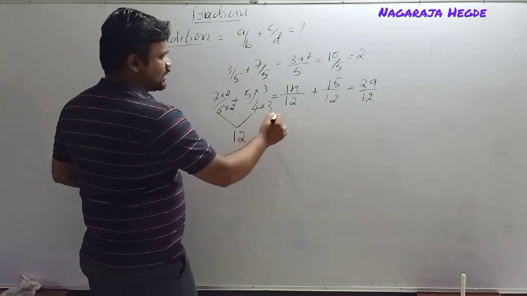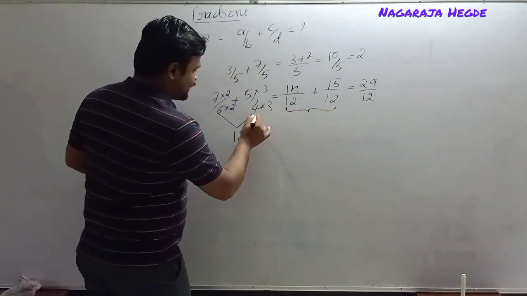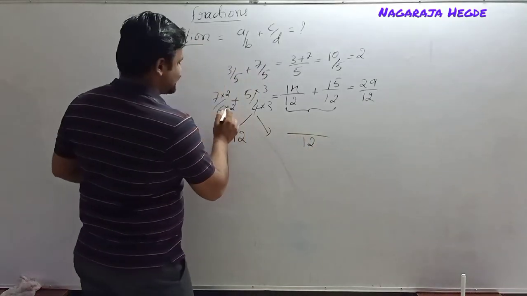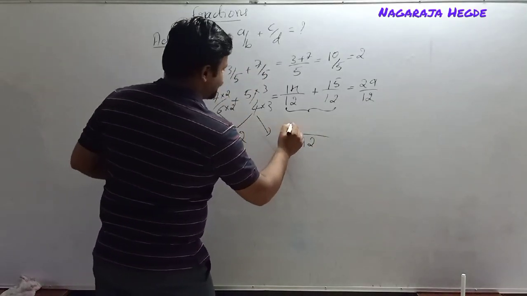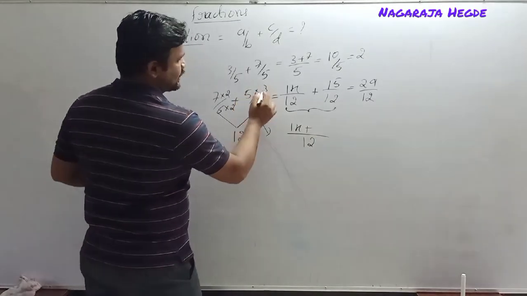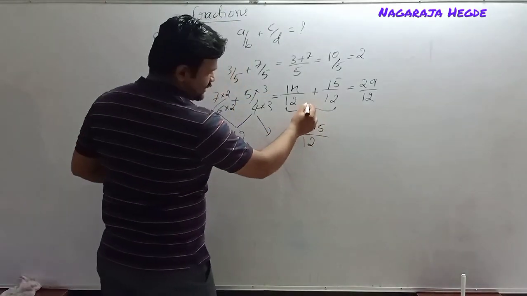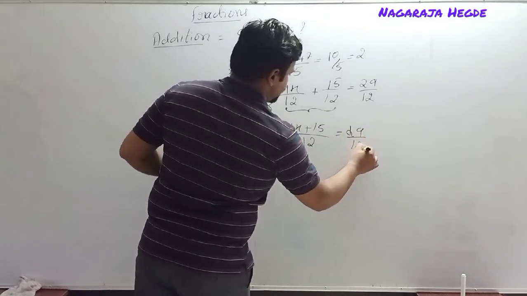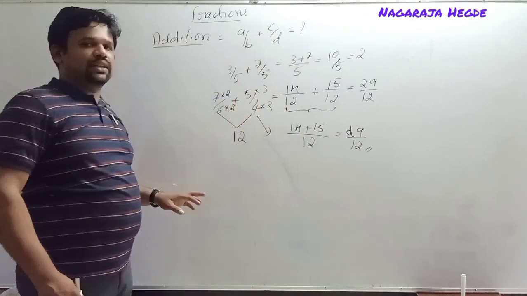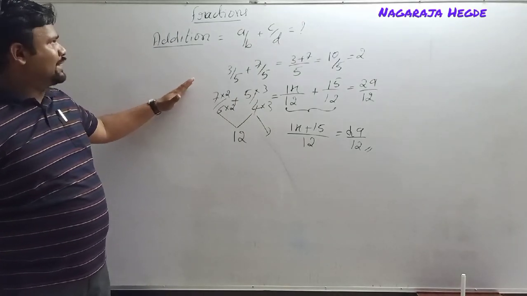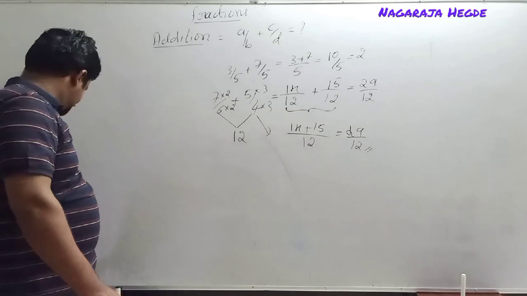So instead of writing this step, directly we can use this one. 12 we can write here. 6 2s are 12, so 7 2s are 14, plus 4 3s are 12, so 5 3s are 15. Instead of this step, we can write this and we can write 29 divided by 12. Both the steps are correct. Anything we can follow. So this is the concept of addition of two numbers.